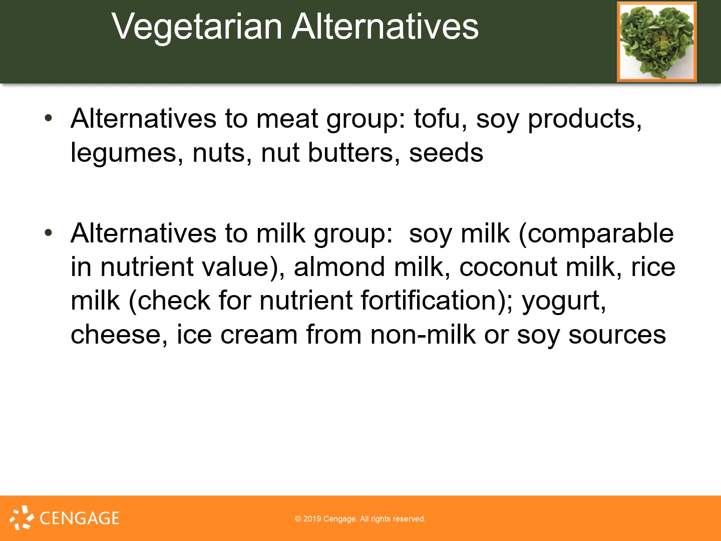Alternatives to meat group include things like tofu, soy products, legumes, nuts, nut butters, and seeds. Alternatives to milk group, you have soy milk, which is comparable in nutrient value, almond milk, coconut milk, rice milk, check for nutrient fortification, yogurt, cheese, and ice cream from non-milk or soy sources.